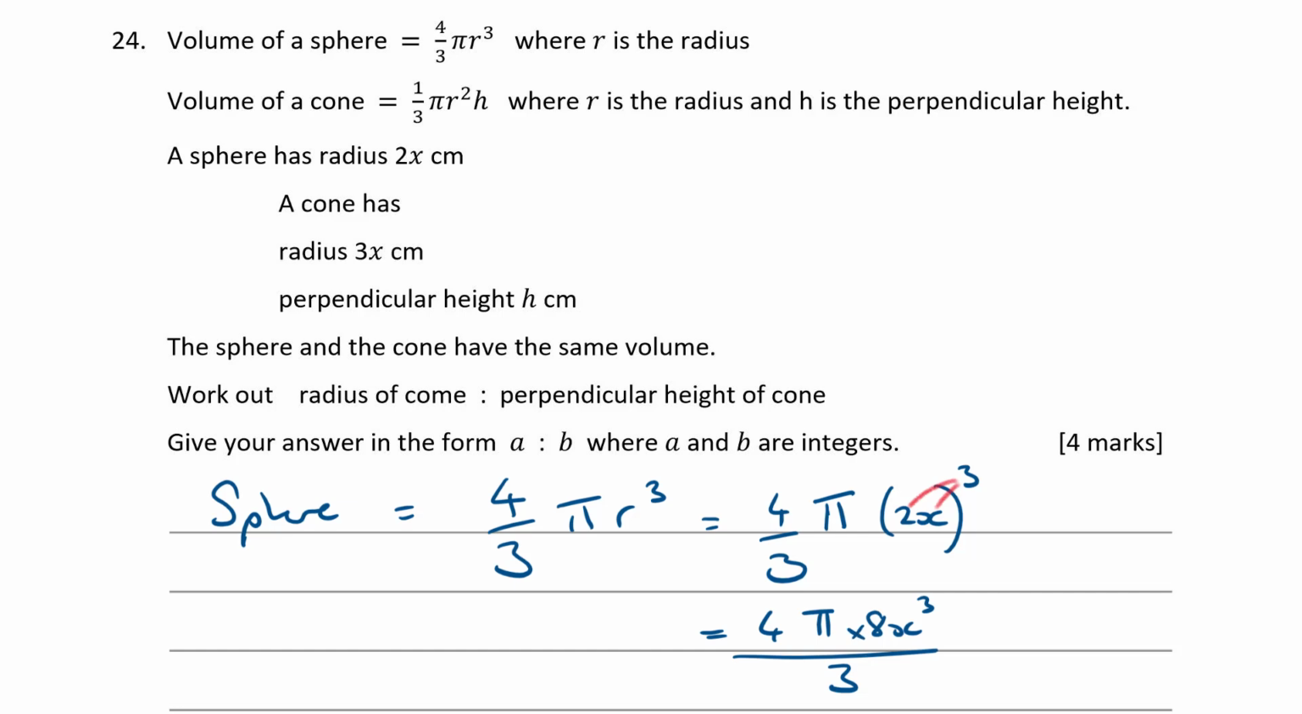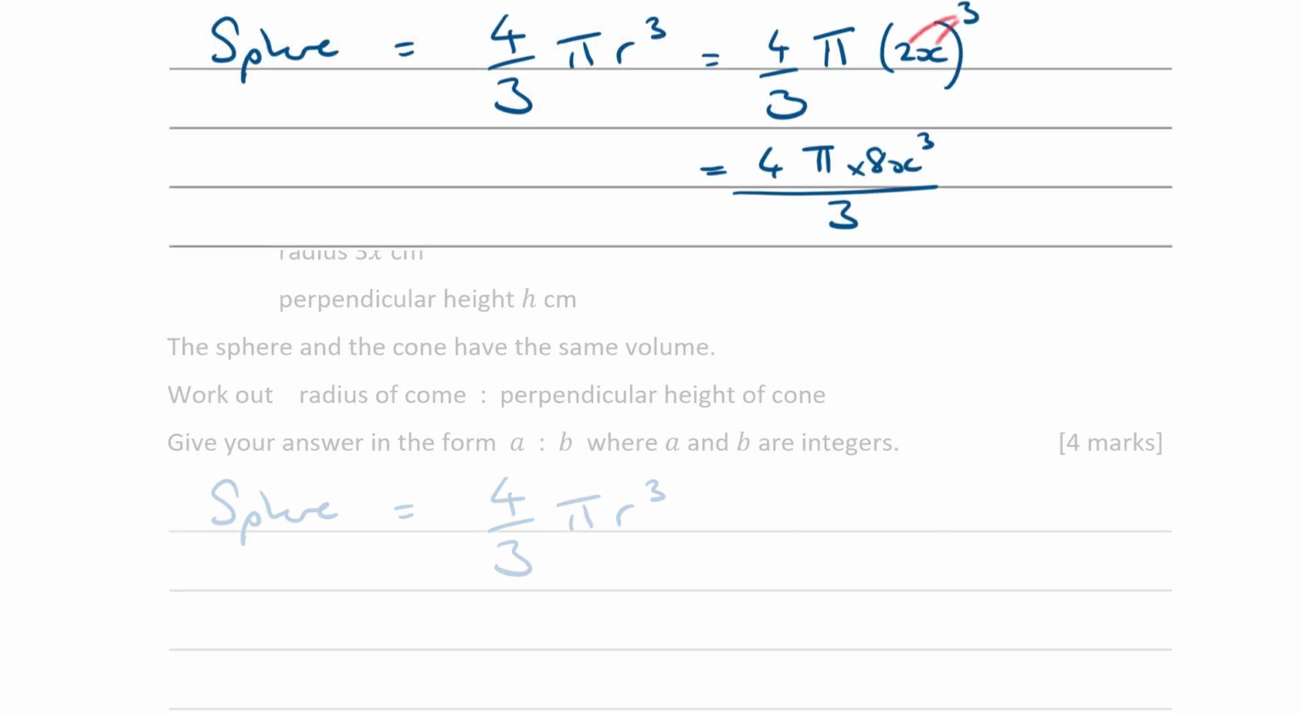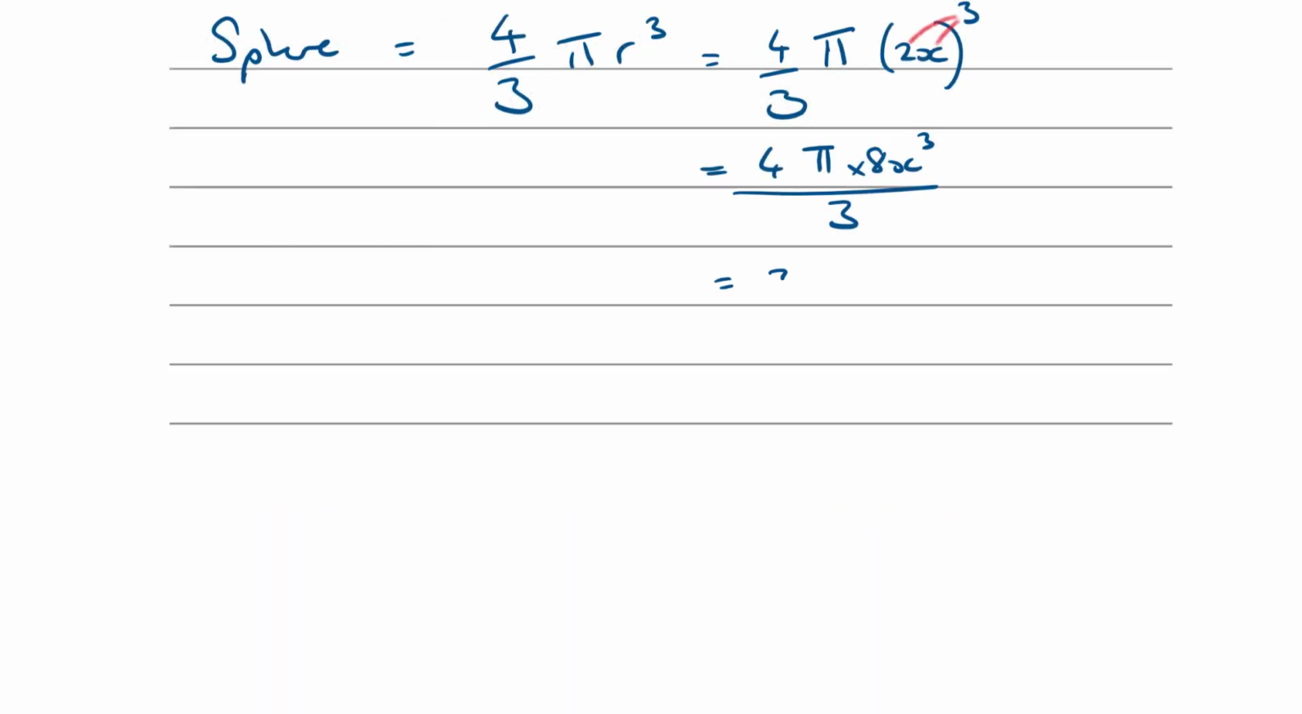So then 4 times 8 is what? That's 32, isn't it? 32 pi x to the power of 3 over 3. I think that's about as far as I can get with that one for now. Let's just hang there for a bit. Let's switch attention to the cone.